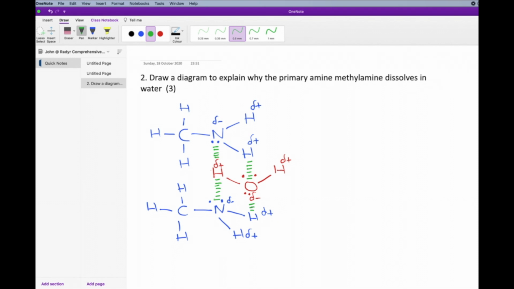So in terms of the awarding of marks, I would give 1 mark if the dipoles were labelled correctly. So in other words, delta minus on the nitrogen, delta plus on the hydrogen bonded to the nitrogen in the amine, delta plus on the hydrogen of water, and delta minus on the oxygen present in water. I would also give 1 mark if you had the correct interaction. So in other words, the delta plus on a hydrogen of water bonded to the delta minus of the nitrogen, and I would give 1 mark if you put in the lone pairs correctly. So that's how I would award 3 marks for that.